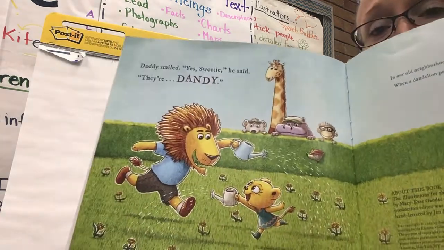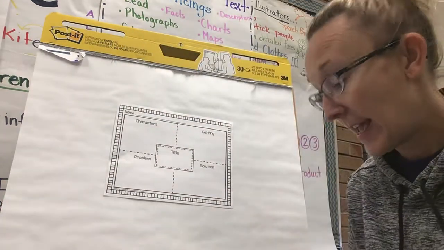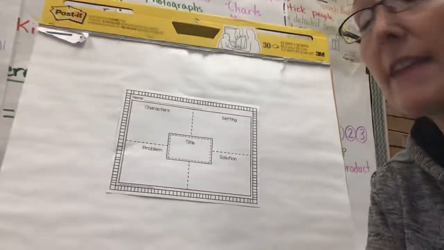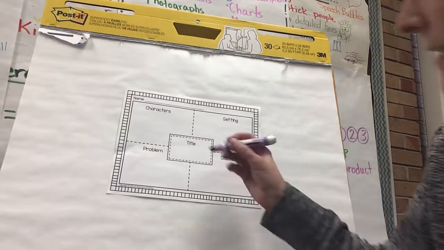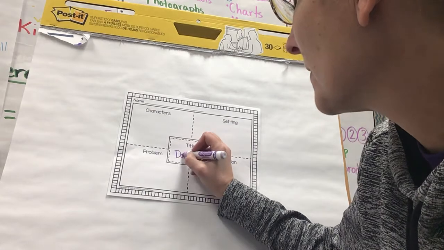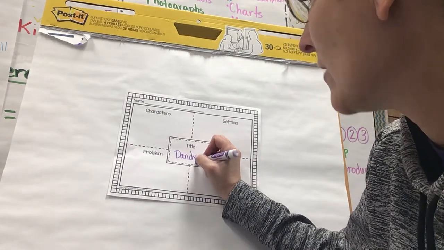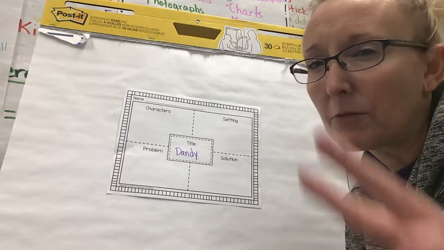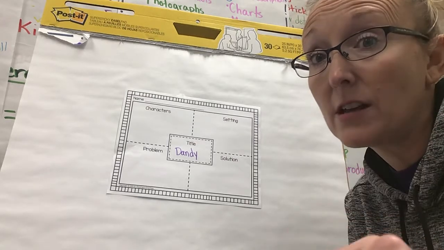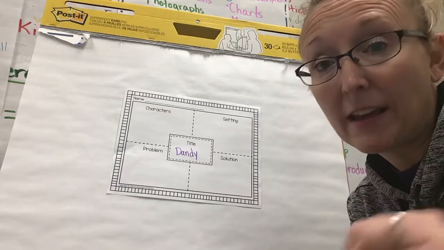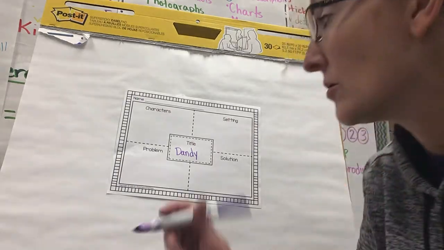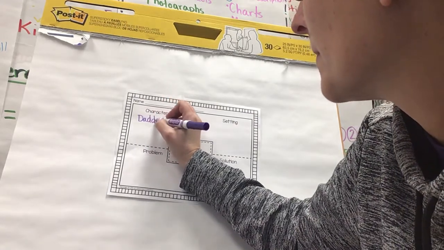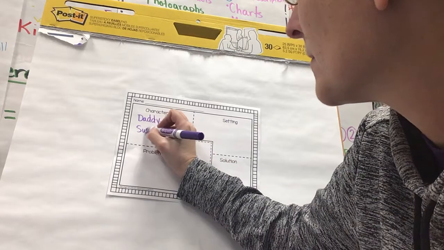There you go. So, in this story, I'm going to scoot up a little bit so you can see a little bit better. The title here in the middle is called Dandy, so I'm going to write that down. Dandy was the title. Now, the characters in the story, there were several characters, but I'm only going to pick really the two most important ones, and that was Daddy and Sweetie. We never really know her name, but he always calls her Sweetie, so that's what we're going to say here. We've got Daddy and Sweetie.